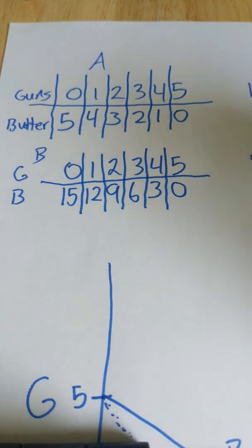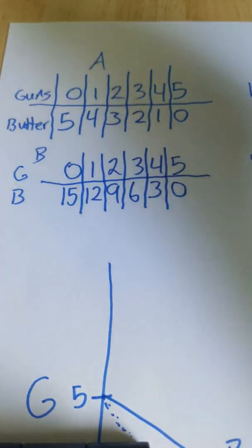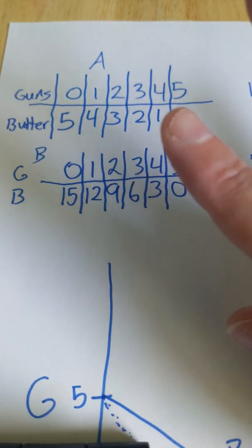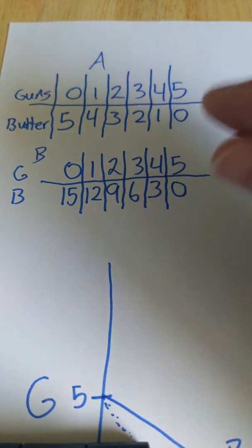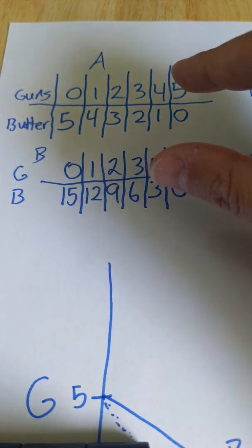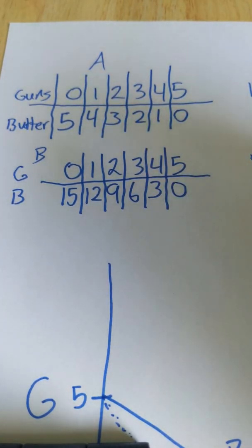Remember when we talked about production possibilities curves that there are several assumptions we have to make, that these are the only two products they're producing and that they're using all their resources fully and efficiently. We're also going to assume, just because of a technicality when we get to definitions, that they have the exact same amount of resources, Nation A and Nation B.